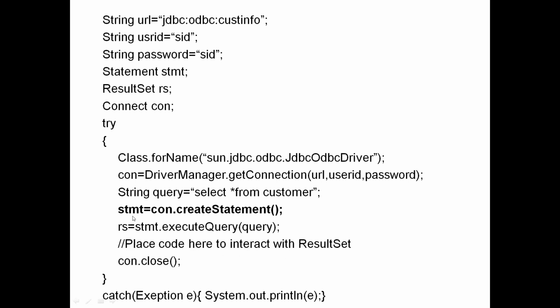So in this example, we have only concentrated on creating a statement object. How exactly is a statement object created? A statement object is created by using the createStatement method of the Connection object.